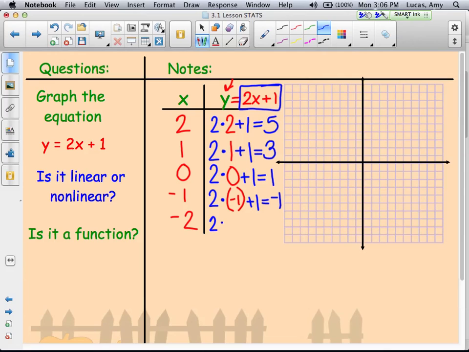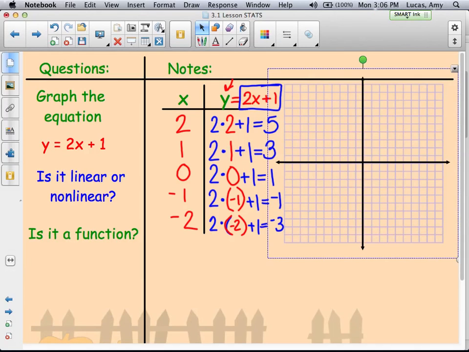The last one, 2 times negative 2, plus 1. 2 times negative 2 would be negative 4, plus 1 is negative 3. Now we're ready to graph. Remember that in this table, what we have found are ordered pairs. We have found ordered pairs.